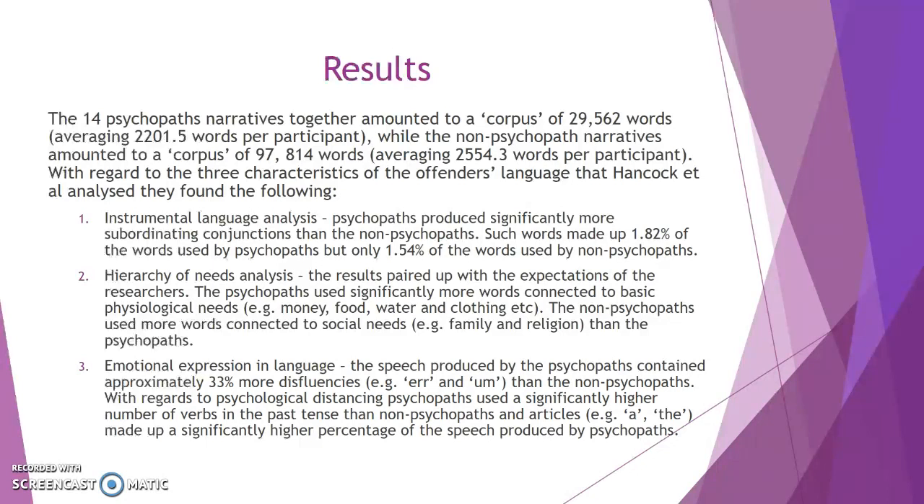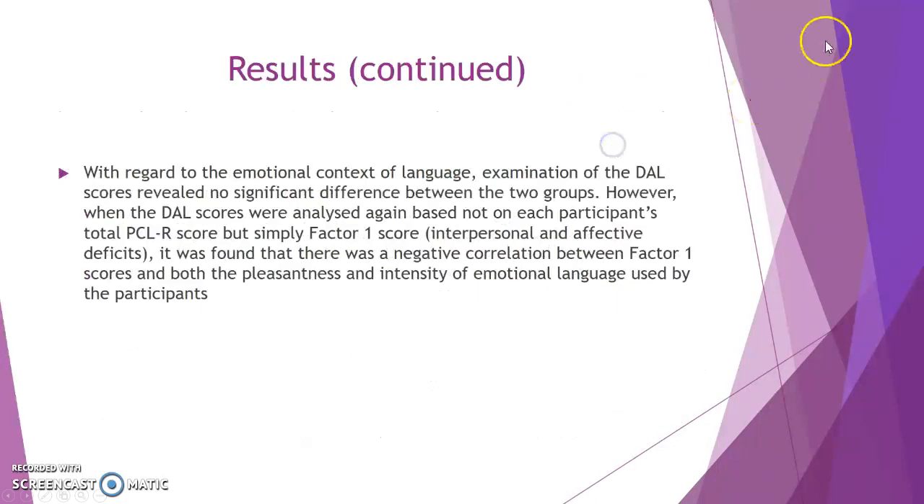3. Emotional expression in language. The speech produced by the psychopaths contains approximately 33% more disfluencies, such as "uh" and "um", than the non-psychopaths. With regard to psychological distancing, the psychopaths use a significantly higher number of verbs in the past tense than non-psychopaths, and articles, such as "a" and "the", made up a significantly higher percentage of the speech produced by the psychopaths.